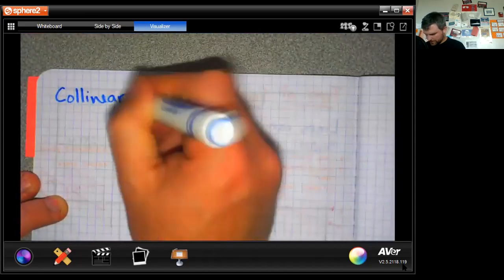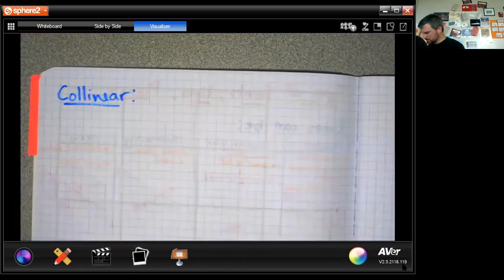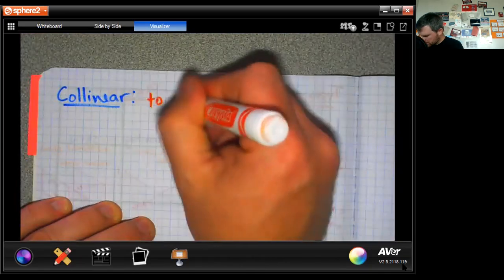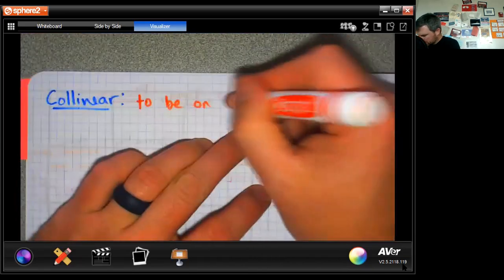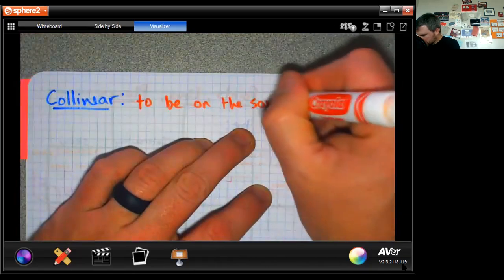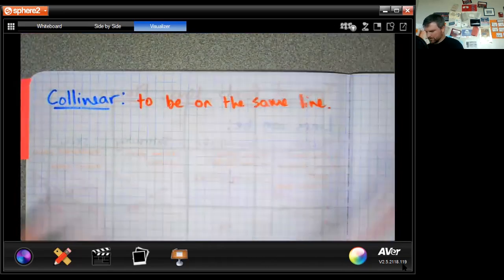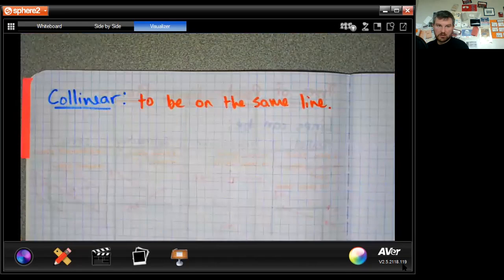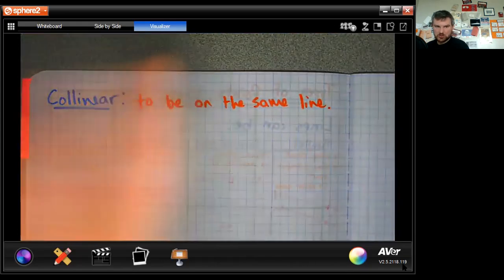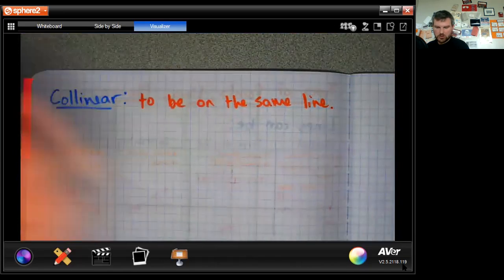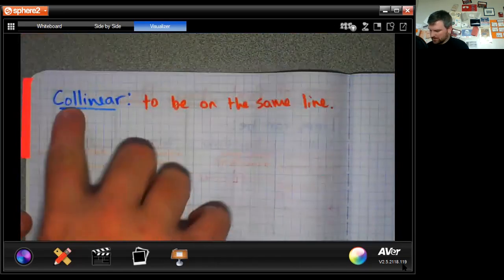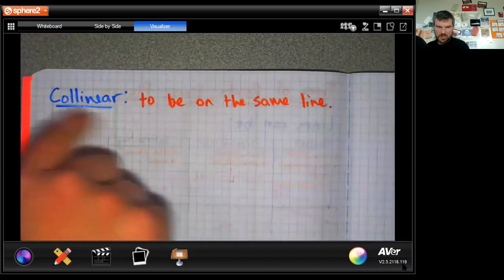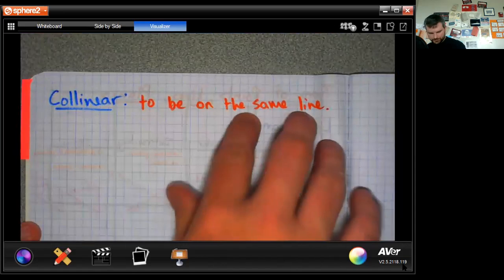Collinear means to be on the same line. Okay, so co comes from like a co-president, a co-founder, all that. It's joined together. Okay, two things as one. So co, and then linear is line. So on the same line, okay, or together on a line, collinear.